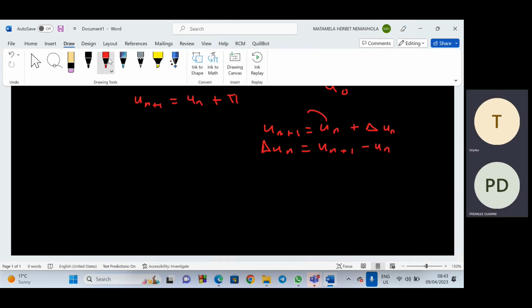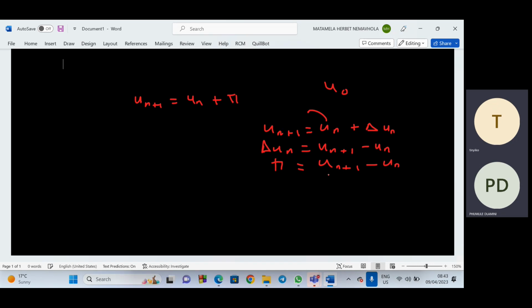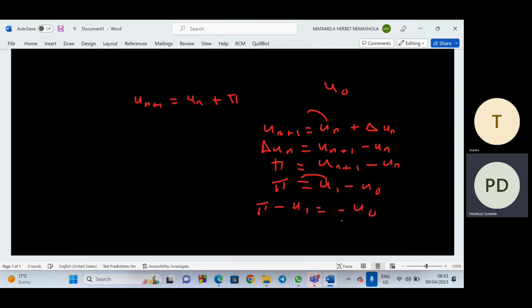So the change of mu n is pi. Pi equals mu n plus 1 minus mu n. Now if I put 0 here, I get pi, which is equals to mu 1, since 0 plus 1 is going to be mu 1, minus mu 0. Then the other side is going to be pi minus mu 1 equals to minus mu 0. Because of this negative, I will multiply both sides by negative.